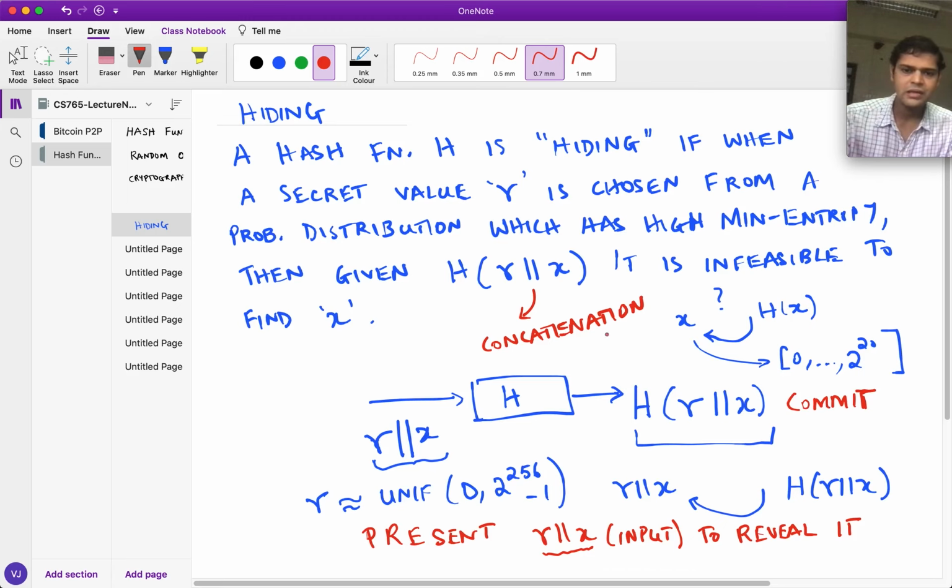And anybody can check that this is indeed the correct input for this, because they can calculate the hash value of this. Okay. That's easy to compute. And they know that the first 256 bits is a random number, right? So they can just remove the first 256 bits and they are left with his actual auction bid, which is x. Okay. So this is how you would use something like the hiding property in a blockchain. So what I haven't told you so far is what this min-entropy means.